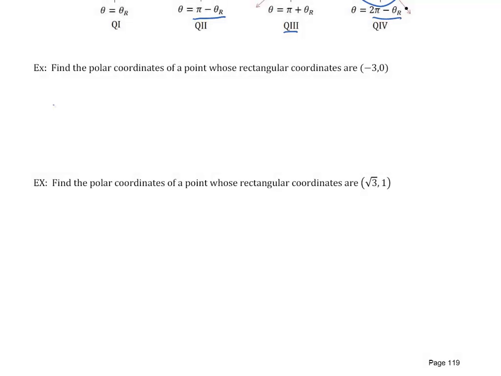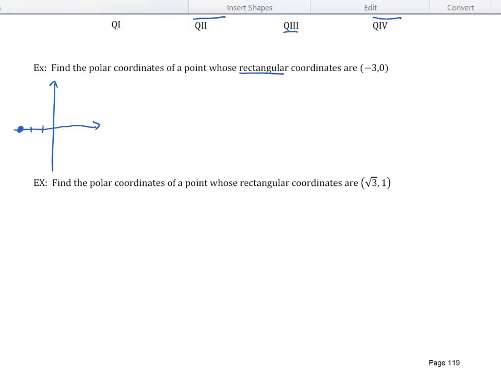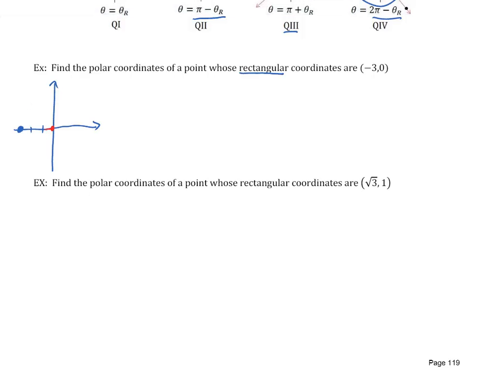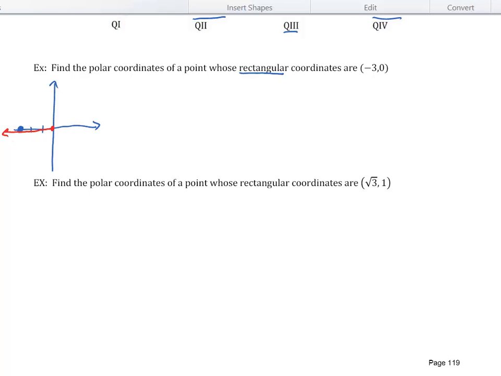I'm going to start us off with an easy one here. If you go to -3, 0, and remember these are rectangular coordinates, so you know you're going -3, 0. So there's your point. Now you draw your ray that starts at the origin and goes through that point. First thing you need to know is what's r.